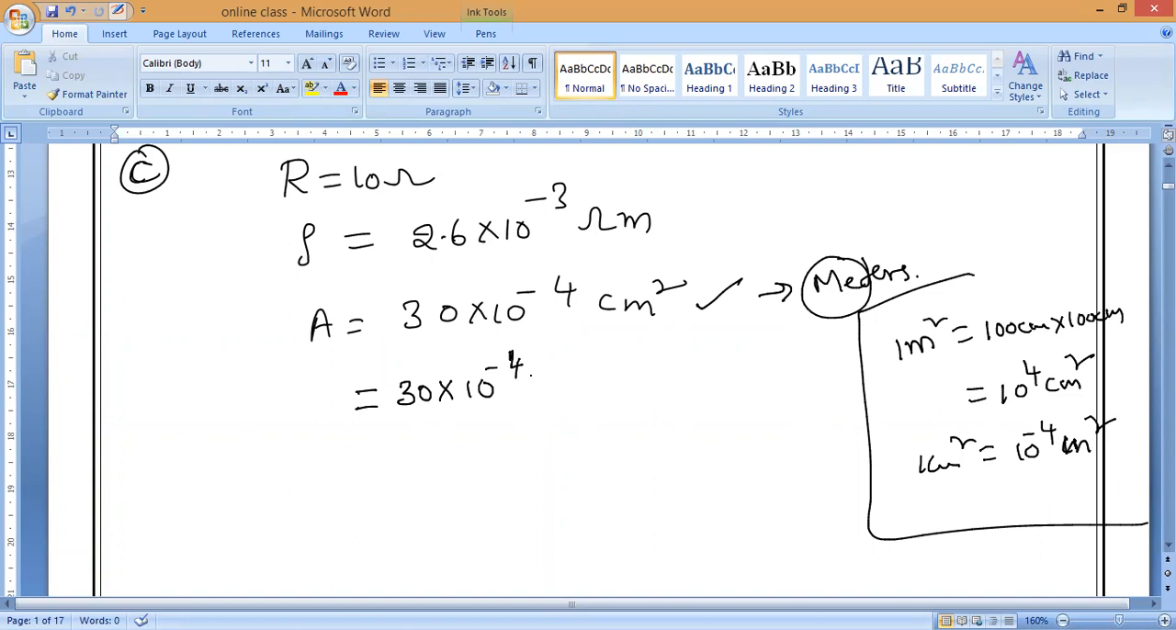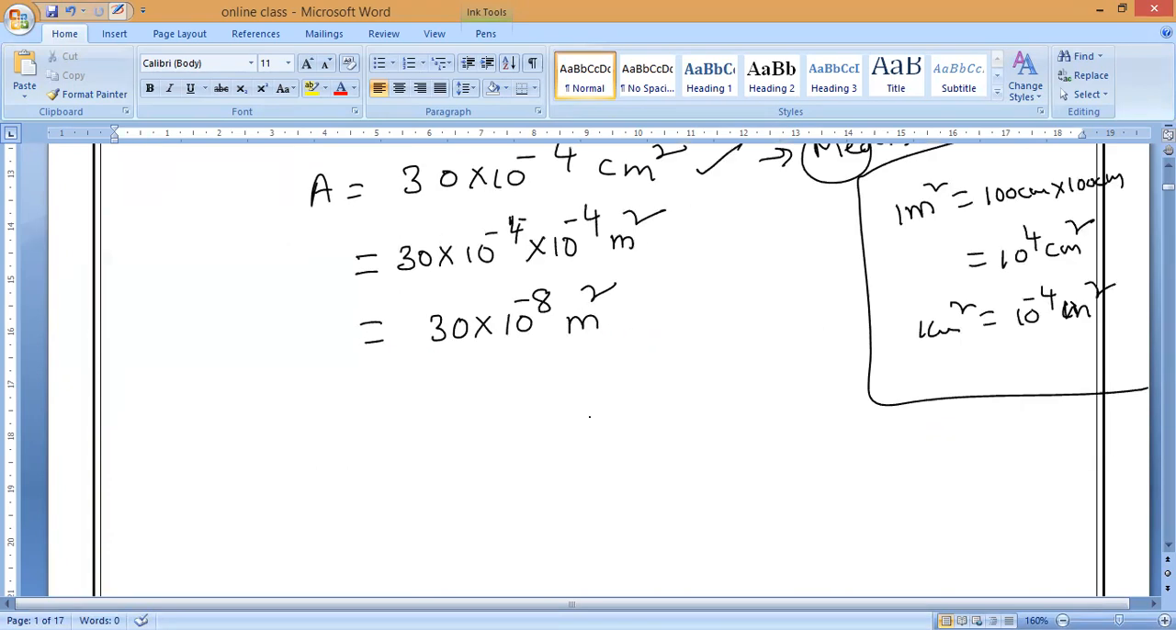Now in place of 1 square centimeter, I can write 10 power minus 4 square meter. So how much will it come, guys? 30 into 10 power minus 4 into 10 power minus 4, how much? 10 power minus 8 square meter. Is it okay, guys? Please respond. If you want, you can write 10 power minus 4 into 10 power minus 4, which equals 10 power minus 4 plus minus 4, which equals 10 power minus 8. Clear, Arvind? Nitinath? Yes, sir.